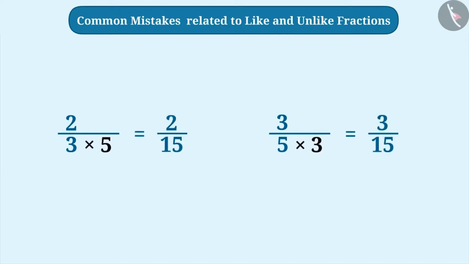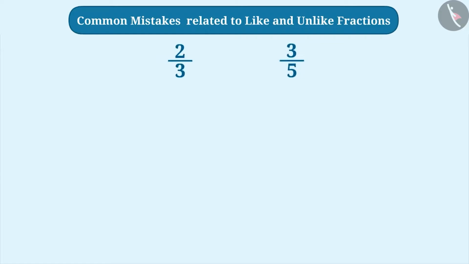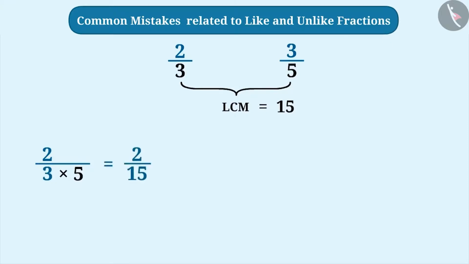Now let's understand some common mistakes related to these. Sometimes, while making the denominators equal in two fractions, students do not multiply the numerators. This changes the value of the fractions. For example, if we need to make the denominators of 2 by 3 and 3 by 5 equal, then first we find the LCM of the denominators. Here, the LCM of 3 and 5 is 15. Then, to make the denominators equal, the denominator of 2 by 3 is multiplied by 5 to get 2 by 15. Similarly, to make the denominator of 3 by 5 also 15, the denominator is multiplied by 3 to get 3 by 15. This is incorrect.